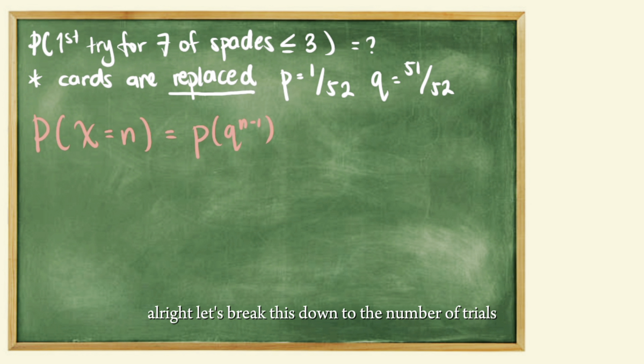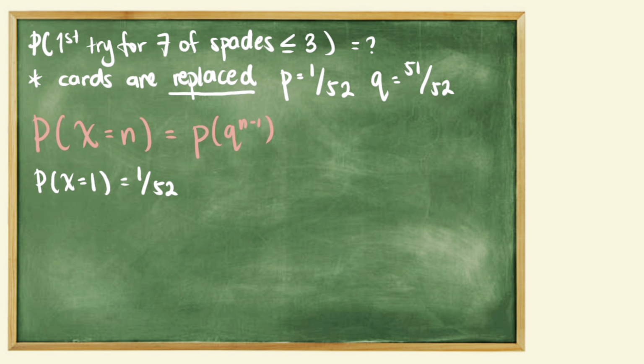Alright, let's break this down by the number of trials. Let's say you draw a 7 of spades on the first try. What's the probability going to be? It's 1 over 52. Simple. The same as getting a 7 of spades. Why? Because you get a 7 of spades on your first try. There's no failure beforehand, so the number of trials stops right then and there.